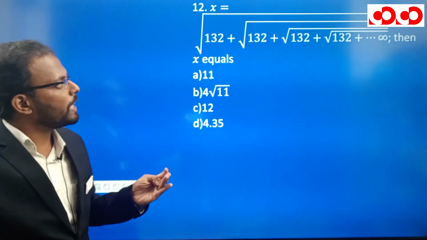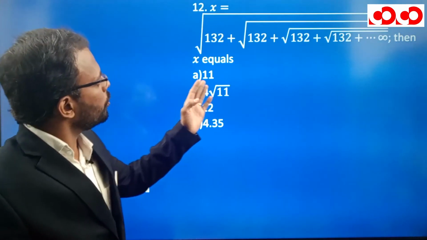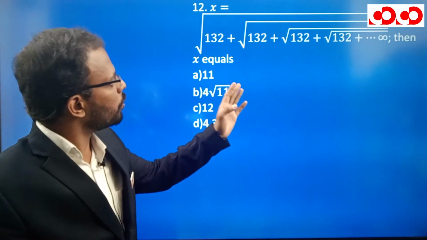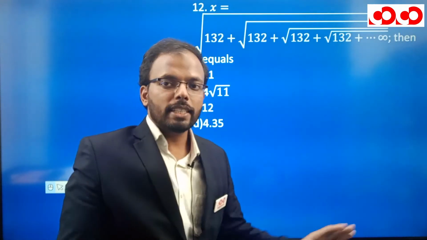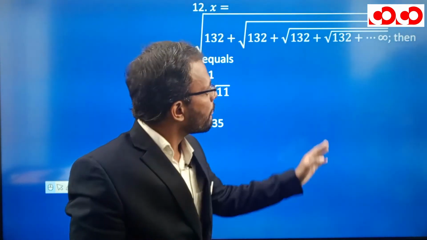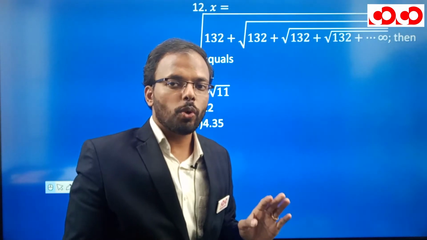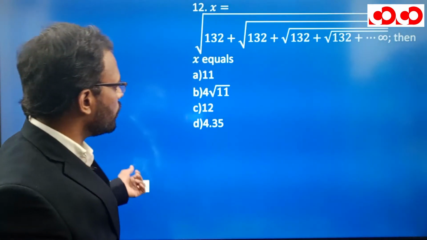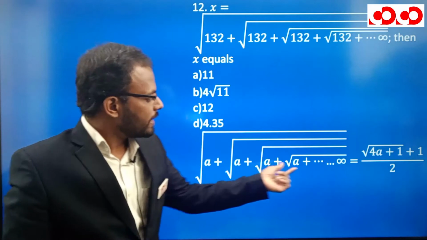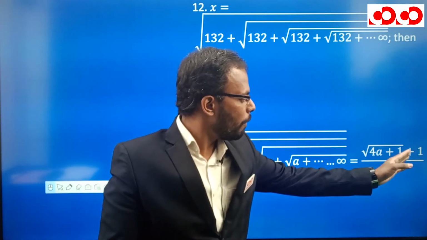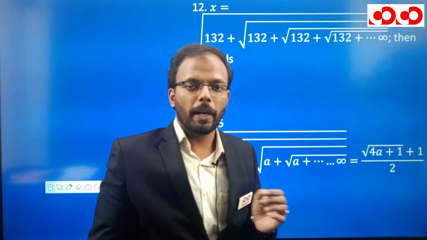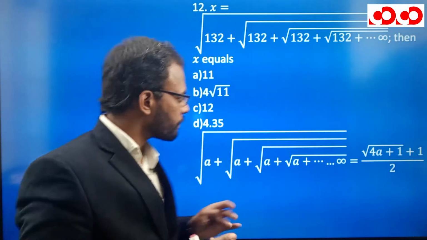One more question based on surds and indices. Square root of 132 plus square root of 132 plus square root of 132 plus square root of 132, and so on up to infinity. If we know this formula, that this expression up to infinity is equal to under root of 4a plus 1, plus 1, divided by 2. This is the formula for it, right?